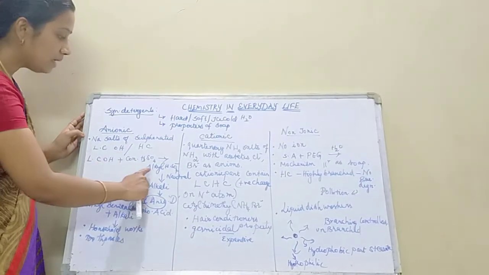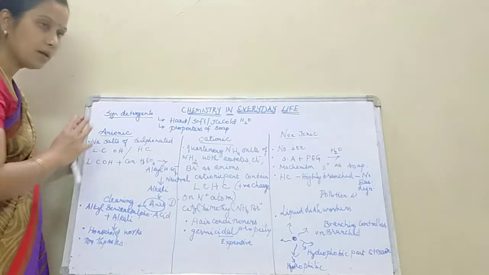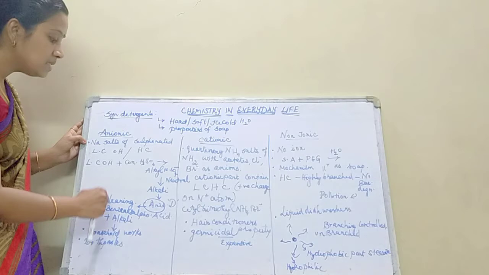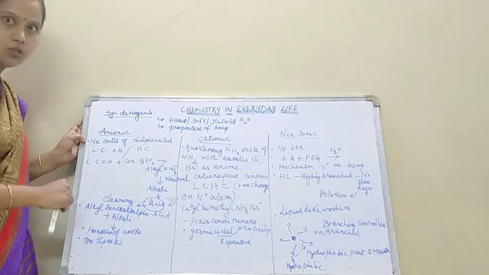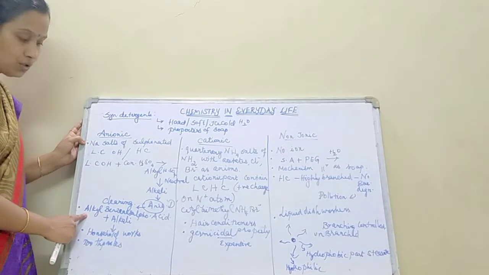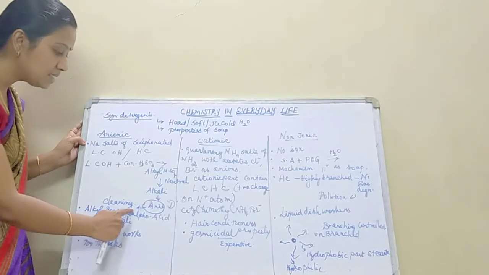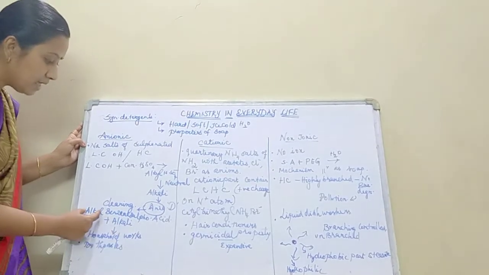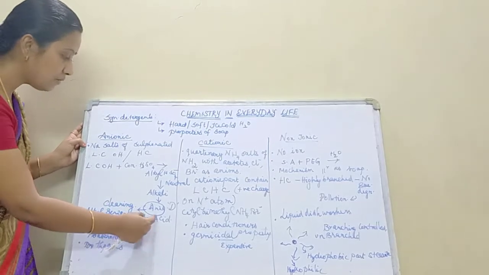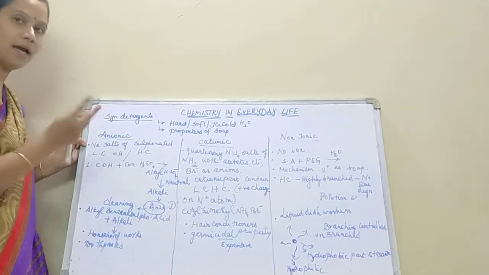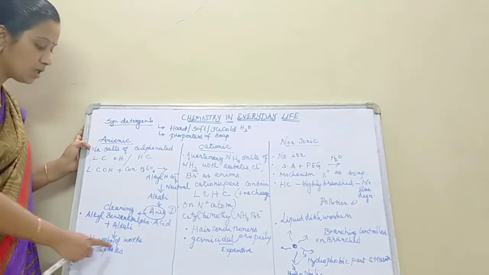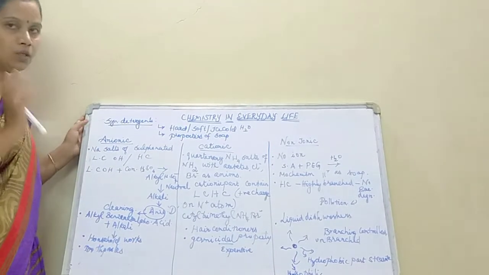In the same way, alkyl benzene sulfonates are produced by the reaction of alkyl benzene sulfonic acid with an alkali. So what is the product? Alkyl benzene sulfonates. This is also an anionic detergent. What is the use of anionic detergents? They are used in household work and in toothpaste.